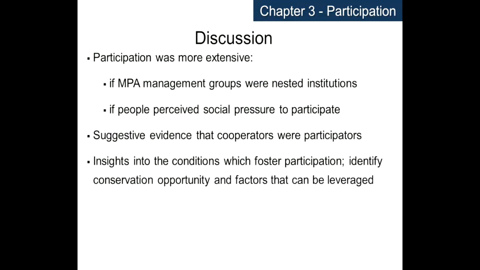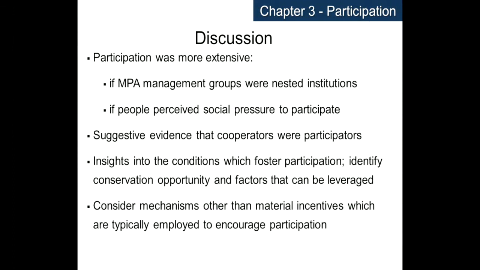So this study provides insights into the conditions which foster participation and can potentially be used to identify opportunities for conservation and the factors which could be leveraged through management to encourage people to participate in devolved management. And importantly, this study also suggests that it's important to consider mechanisms other than material incentives to encourage participation, while these material incentives are the typical approach which is used.